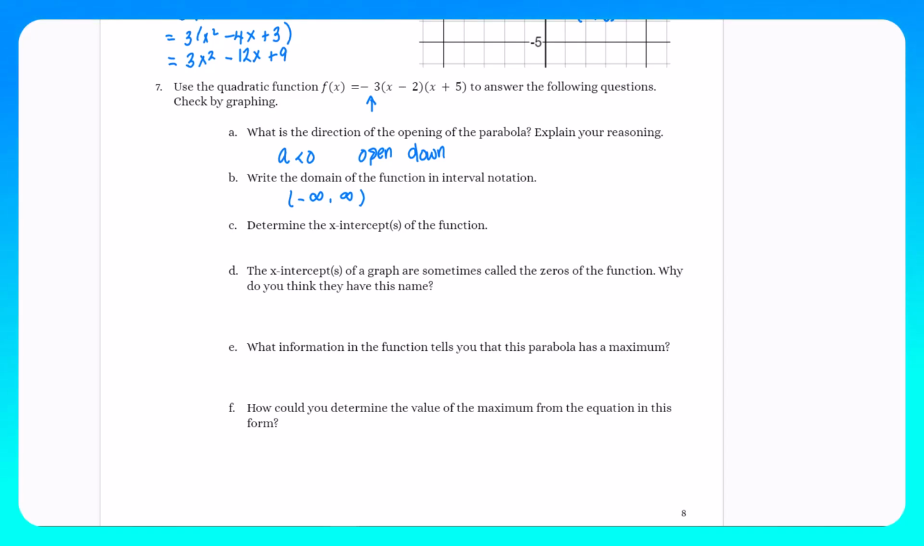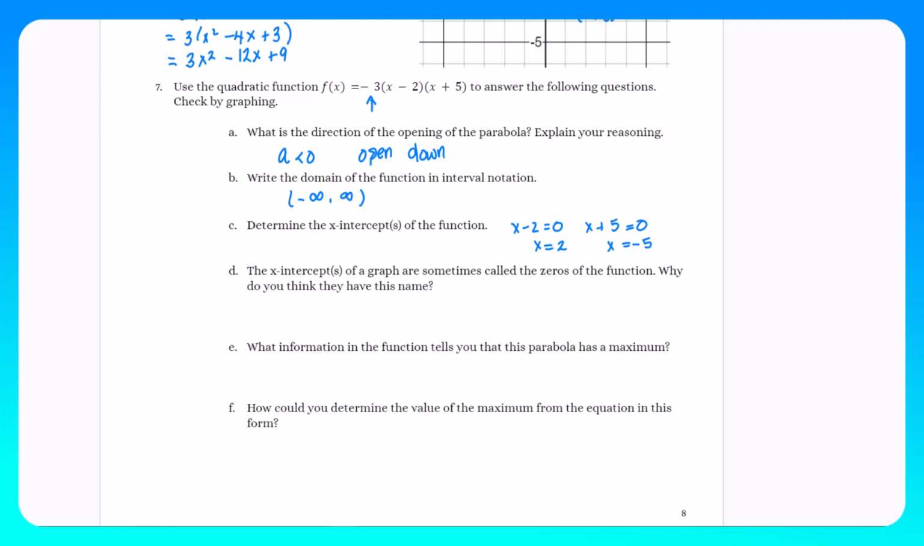Well, what are the x-intercepts? Well, the x-intercepts come from the roots, and those come from x minus 2. When does that equal 0? And x plus 5, when does that equal 0? Well, that's when x equals 2, so that is one of the zeros. And this one is when x equals -5.